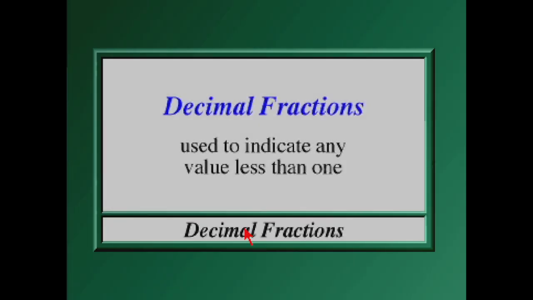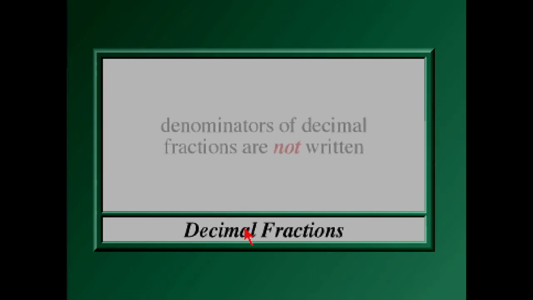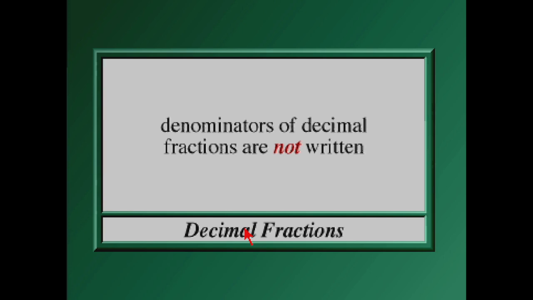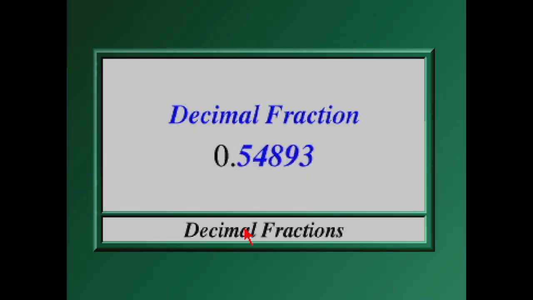Just as proper fractions are used to designate parts of a whole, decimal fractions may also be used to indicate any value less than 1. Decimal fractions are numbers with denominators of 10, 100, 1,000, 10,000, and so on. Denominators of decimal fractions are not written. Numbers less than 1 are indicated to the right of a dot or decimal point.